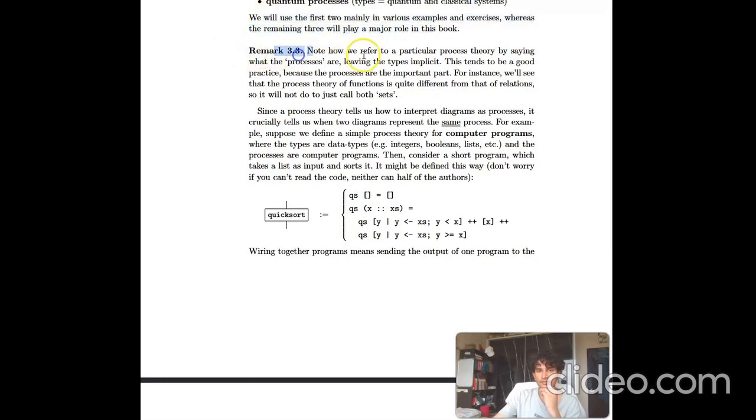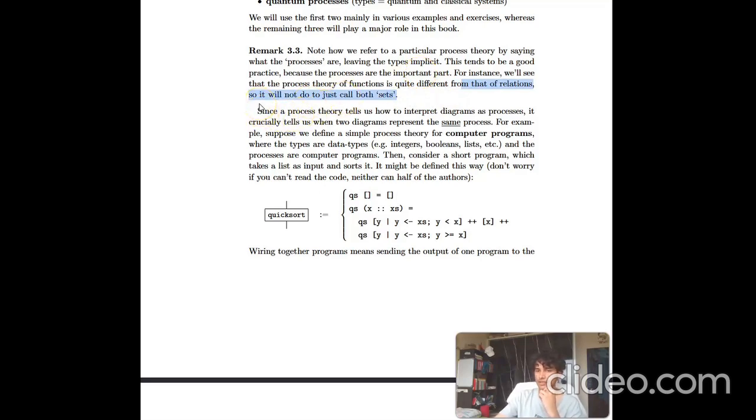We would refer to a process theory by saying what the processes are, leaving the types implicit. This is a good practice because the processes are an important part. For instance, we'll see that the theory of functions is quite different from that of relations, and it will not do just to call both sets.